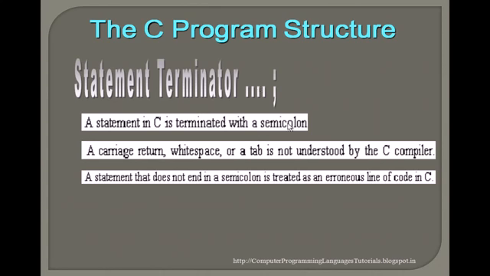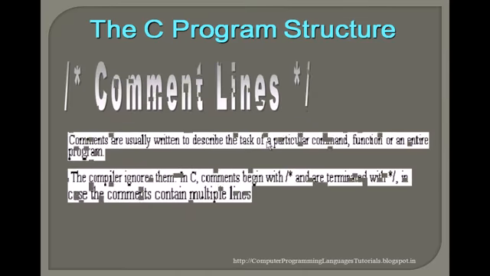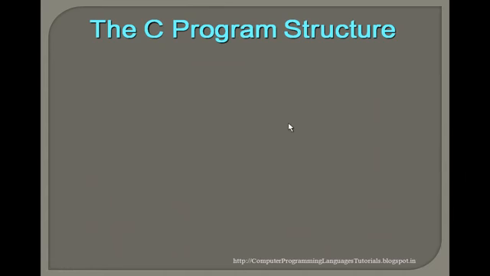Semicolon is known as a terminator. Every line of your C program must be terminated by a semicolon. You can also give a comment. By using double slash, you can give a single line comment. Slash star is the beginning of a multi-line comment and star slash is the ending of the comment.